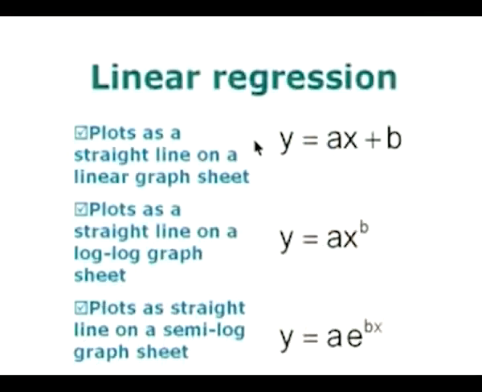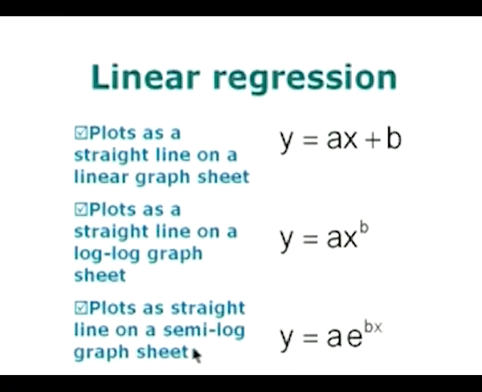So in the first case, y equal to ax plus b plots as a straight line on a linear graph sheet. Then y equal to a x to the power of b plots as a straight line on a log graph, because you can take log y equal to log a plus b log x, and log y and log x are now linear in this particular thing. So you are going to replace x by log x, y by log y, I get a linear relationship.